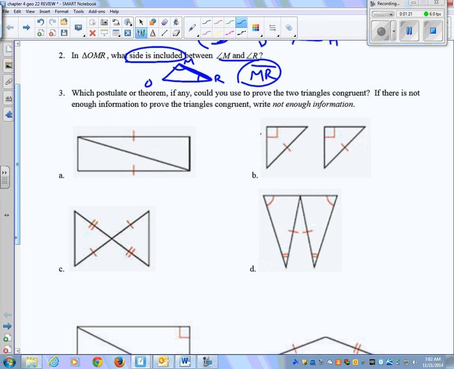Which postulate or theorem, if any, could you use to prove the triangles congruent? Sometimes there's not going to be enough information, but here we've got reflexive property, so we can mark that one. We have no reason to mark anything else on this diagram, so this is actually not enough information. So we're just going to write none or not enough information. For this next one, again, we have no justification for marking anything else congruent. So again, not enough information.